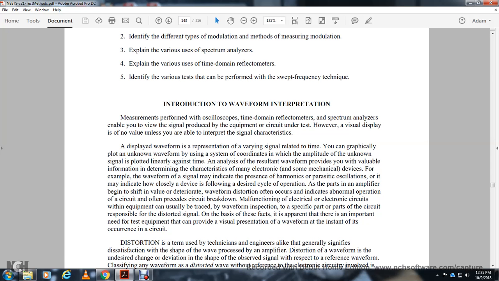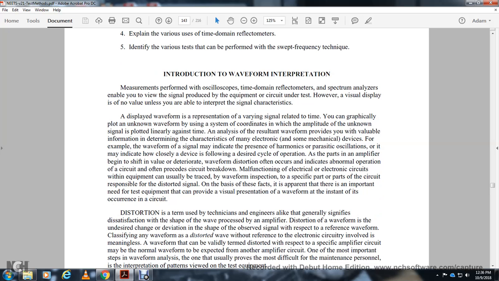The equipment can be used to trace the waveform and inspect the specific parts of the circuit that are responsible for the distorted signal. Apparently there is an important need for test equipment that can provide a visual presentation of the waveform as an instant picture of the current state of the circuit.